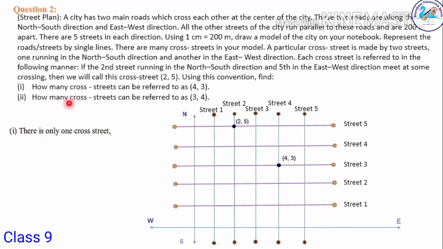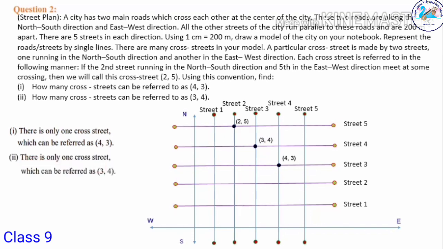Next one, how many cross streets can be referred to as 3-4. 3 is in the north-south direction. North-south direction is this one, street number 3, and 4 is in the east-west direction. The fourth one is this one. So the crossing point of these two is marked here, that is 3-4. So here also we get only one crossing point. So we can conclude there is only one cross street which can be referred to as 3-4.